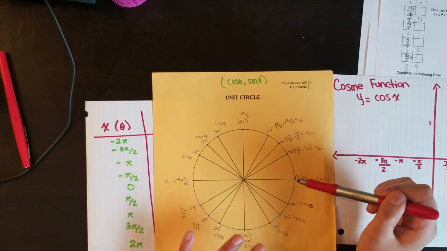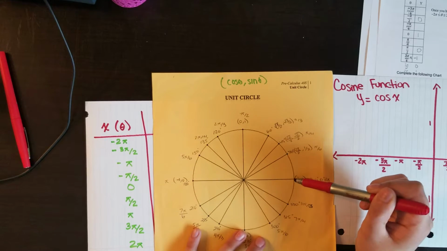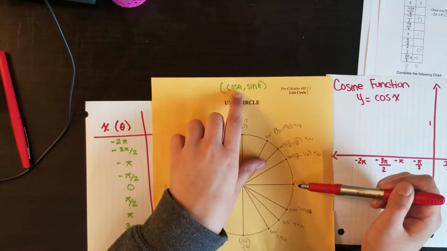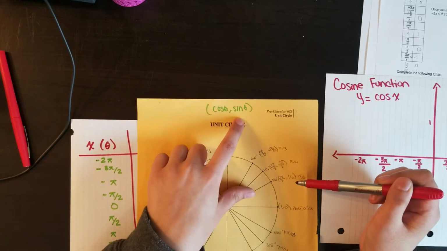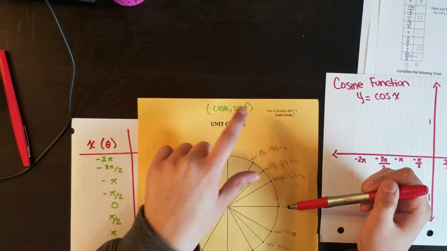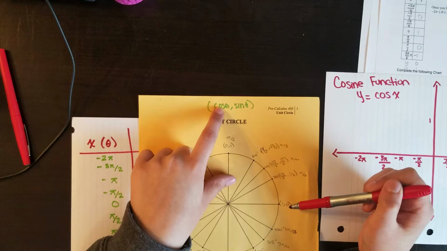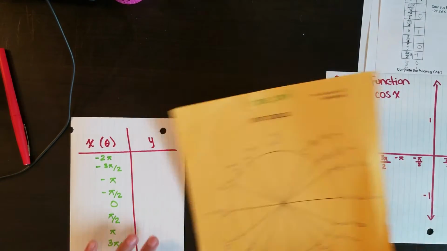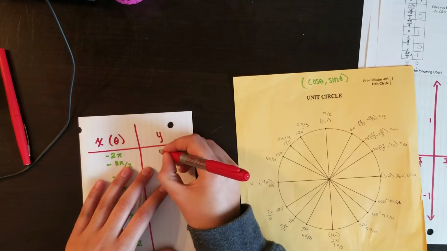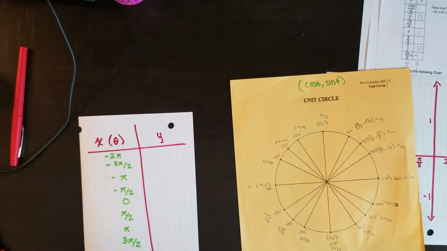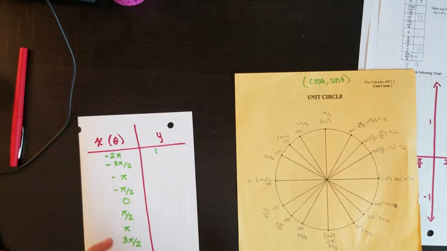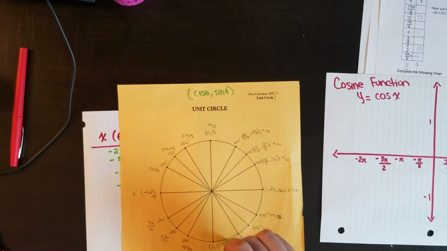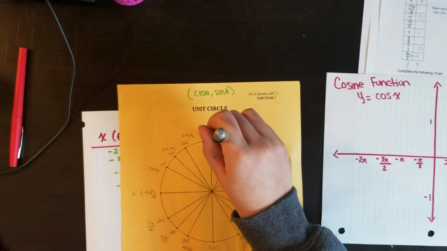Well, we know the coordinates right there are 1 and 0. And we also know that coordinates are written as cosine then sine. So if we know that our coordinates are 1 and 0, and we know the first number is cosine, then we can say that cosine is 1. So at negative 2 pi, cosine is 1. And I'm going to do that with green. Cosine is 1.